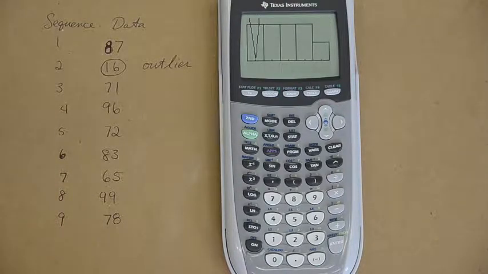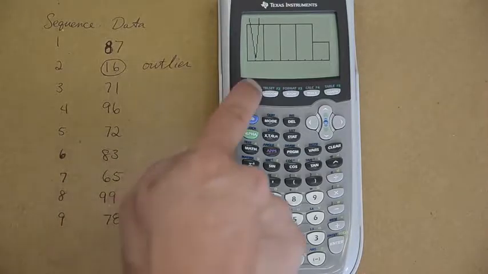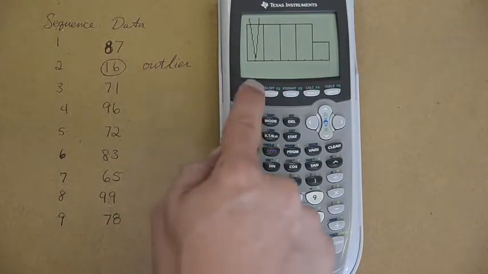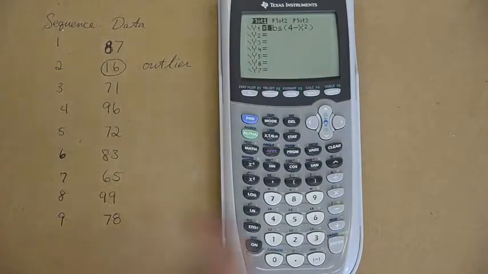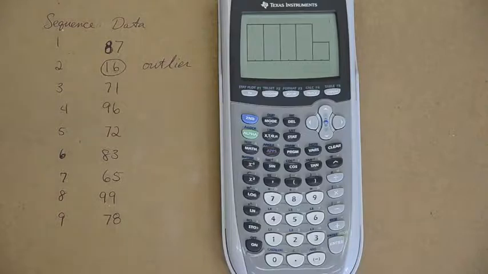Looks like a parabola, so I'm going to hit y equals, my regular y equals, not second y equals. And yes, indeed, I've got stuff left in there. So I'm going to clear that out and go back to zoom graph. So I've got a flat-looking histogram here. It's not left or right skewed.